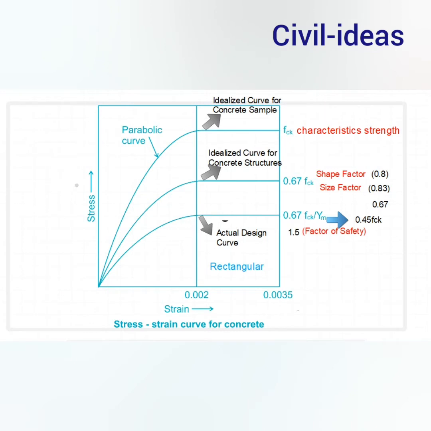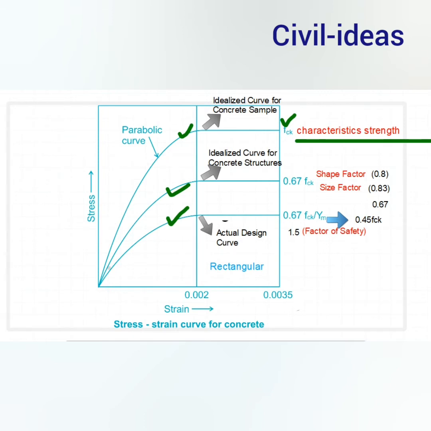So let's start. This is the idealized curve for concrete samples, this is the actual design curve, and this is the realized curve for concrete structures, actual concrete structures. So the first one is the fck. This is the characteristic strength of concrete. I have made a detailed video on this characteristic strength of concrete. You can watch it on my YouTube channel.